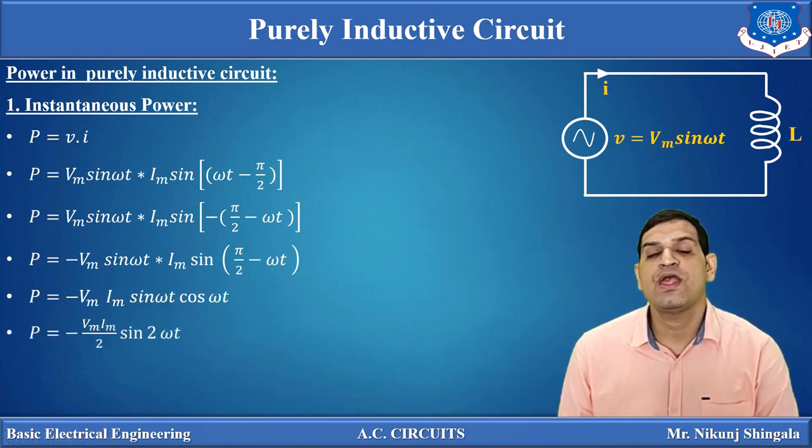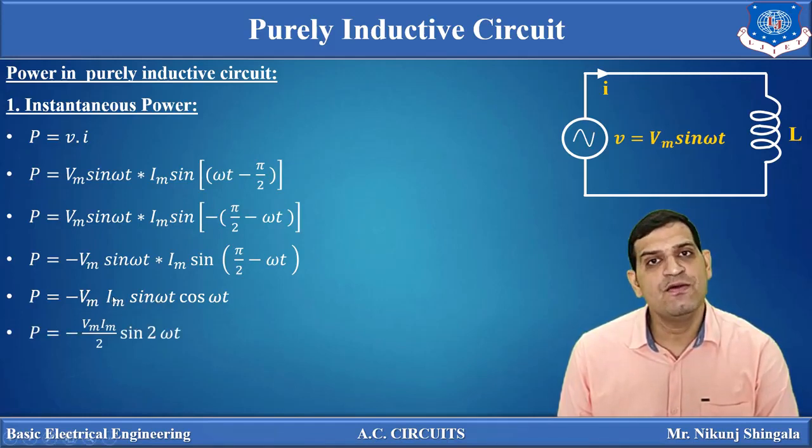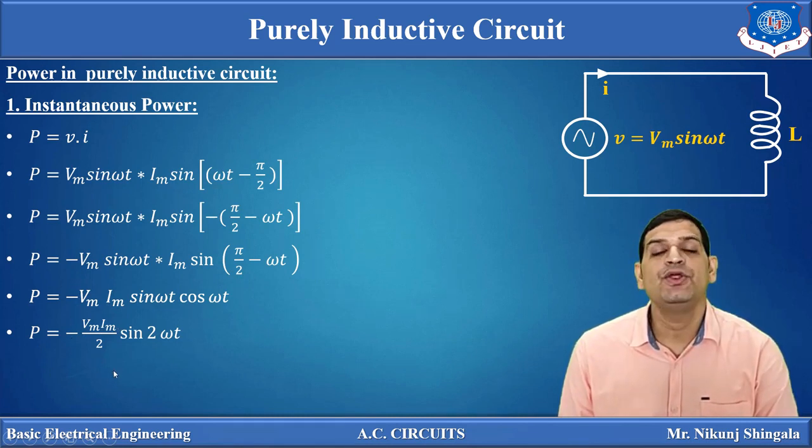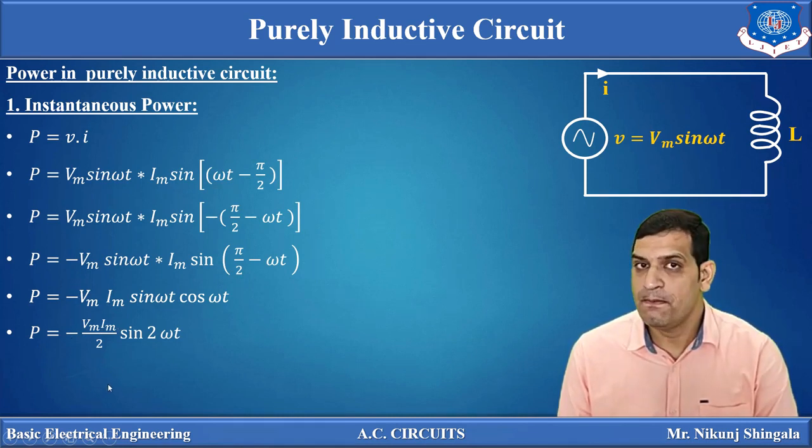Now we know 2 sin omega t cos omega t is sin 2 omega t. So multiplying and dividing this term by 2, we are getting P is equal to minus Vm Im divided by 2 sin 2 omega t. So this is the amplitude of instantaneous power.